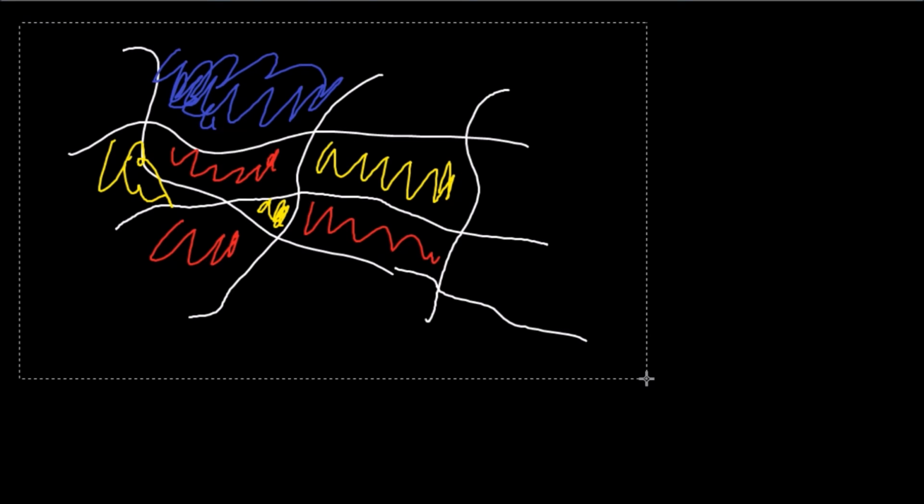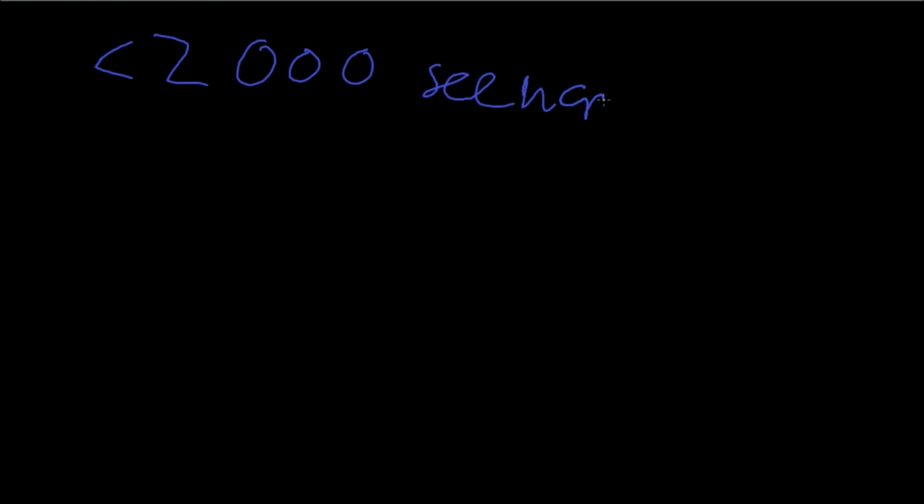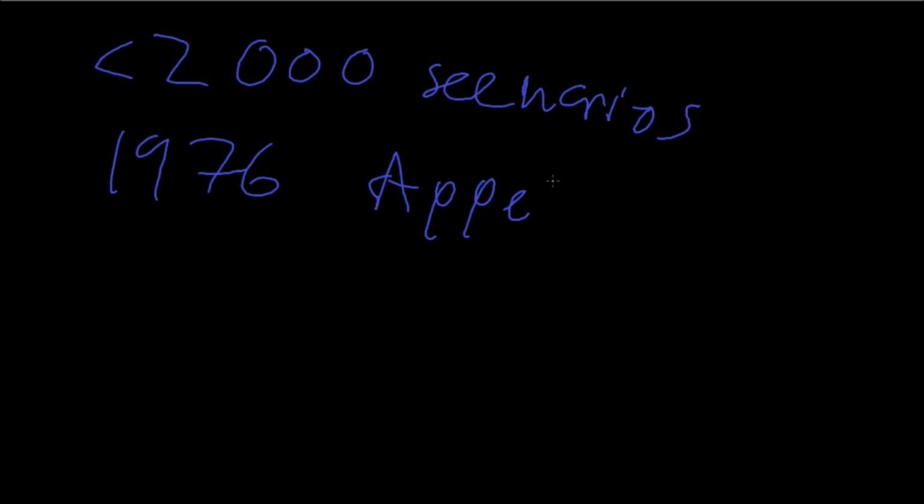And this problem was not actually solved by a person. It actually ran through just under 2,000 scenarios in 1976. And the proof was by Appel, and, oh, I'm blanking on his name right now. Oh, Appel and Haken. And this was the first computerized proof.